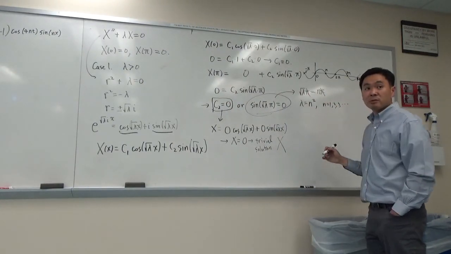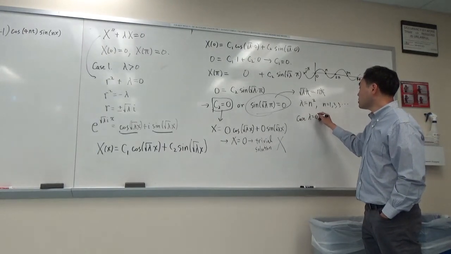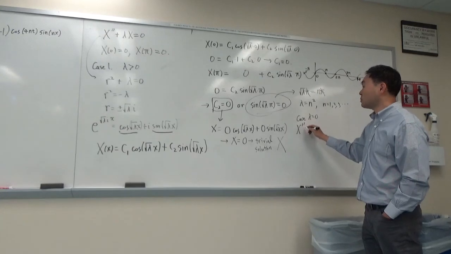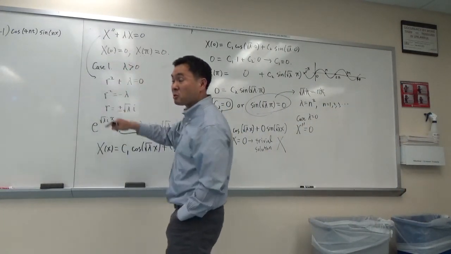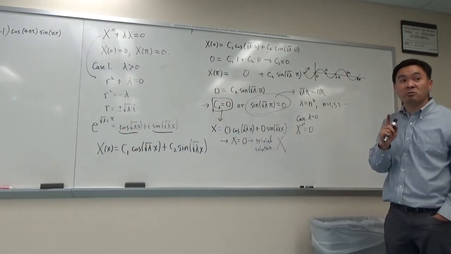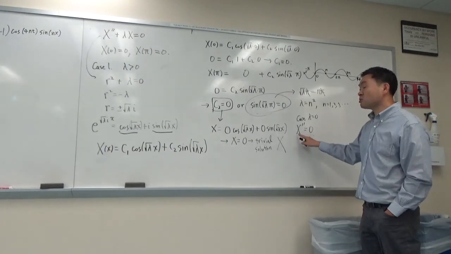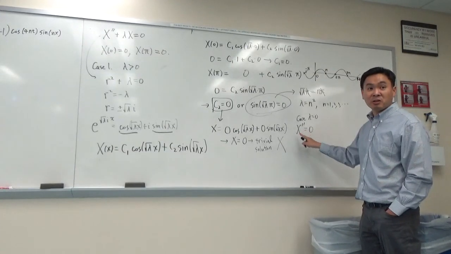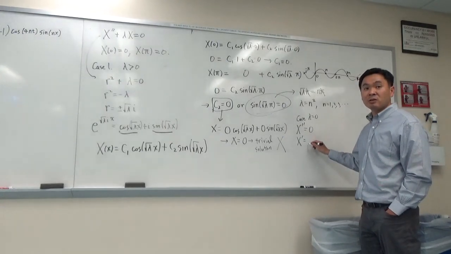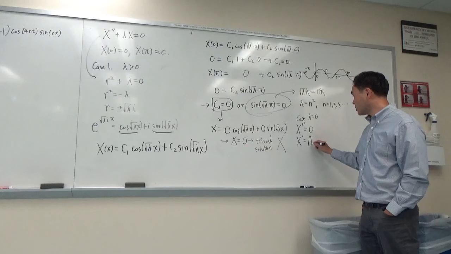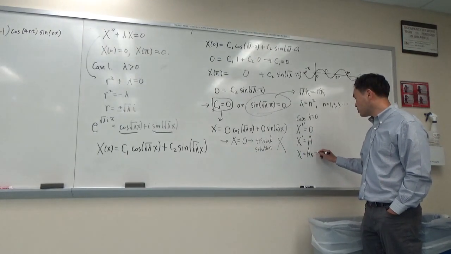Then you have to do case 2, where lambda is equal to 0. In that case, you have x double prime equals 0, because the lambda term goes away. This time, do not use the characteristic equation, because you're going to go to a dead end. You just integrate both sides. Integrating 0 gives you some constant, so x prime equals a. You integrate again, and you get x equals ax plus b.